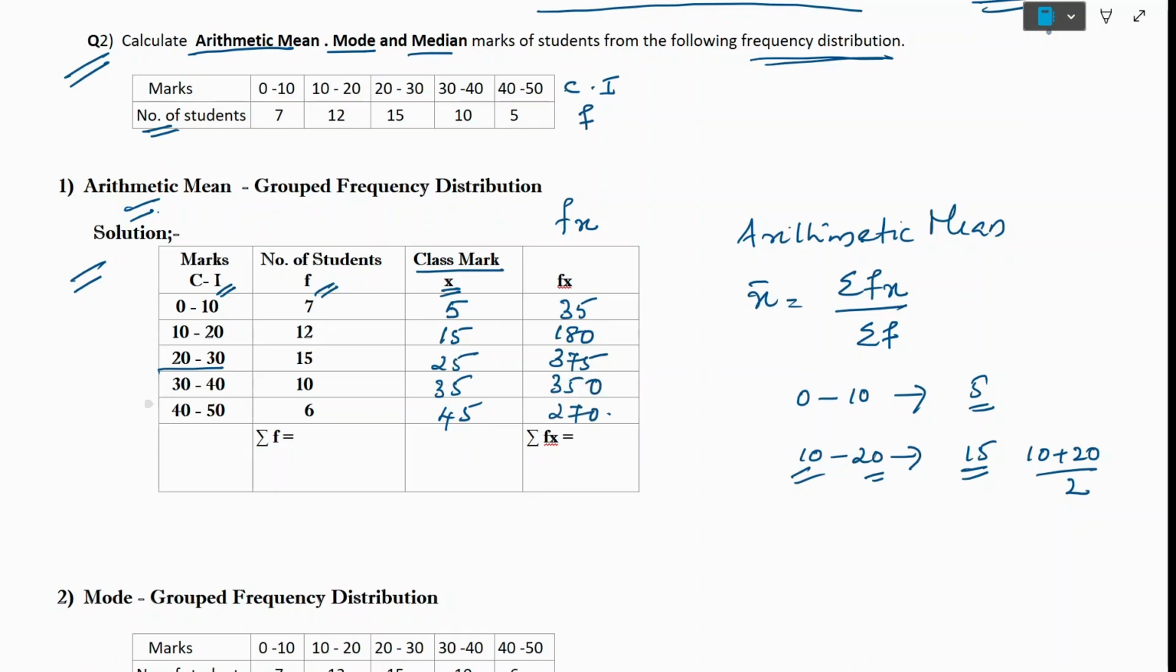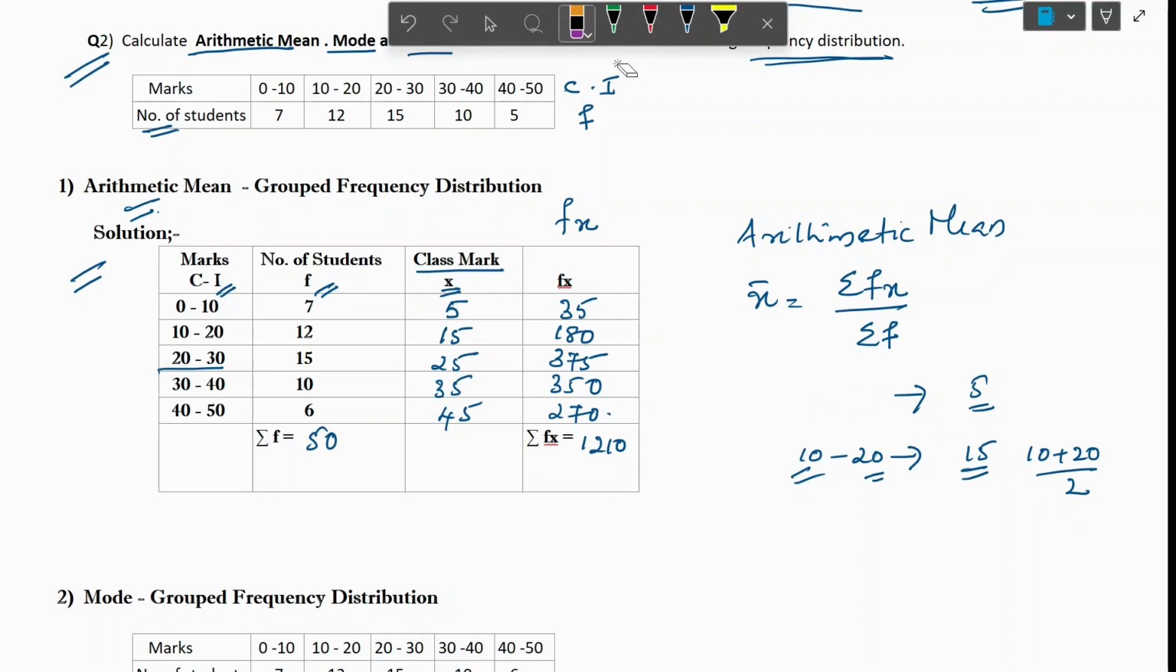Okay. After completing all values, we are going to add these 5 values. You are going to get 1210, and one more column space we need to fill, that is your sigma f, that is you are going to add the number of students. Total number of students is 50. Then you are going to use your formula.